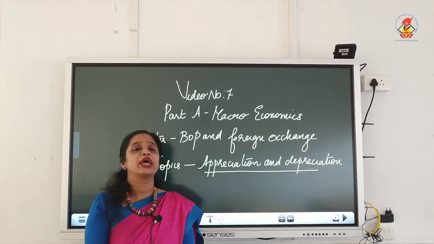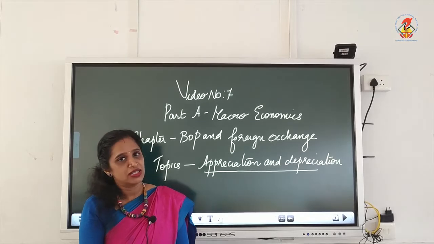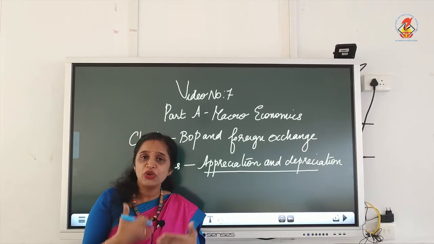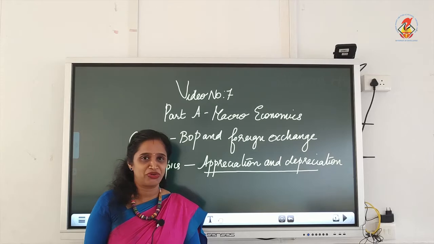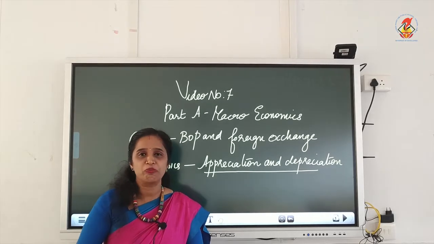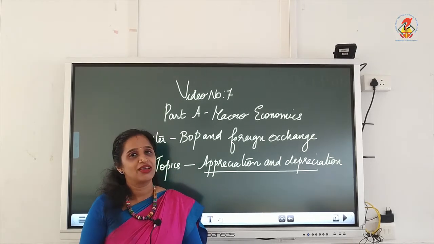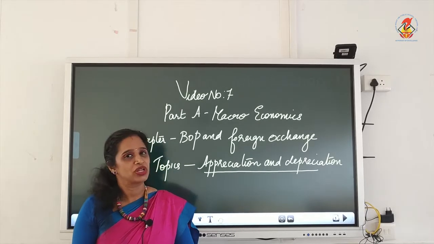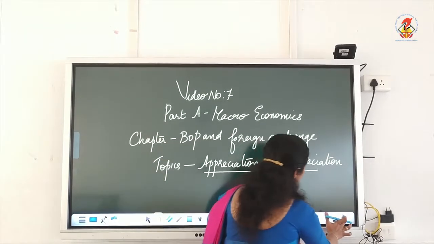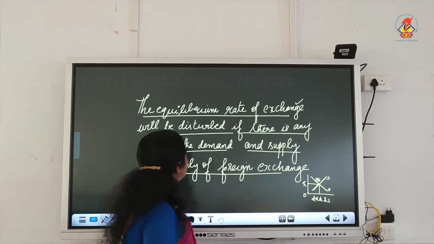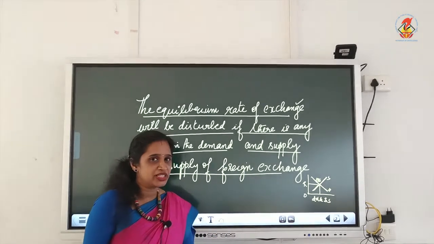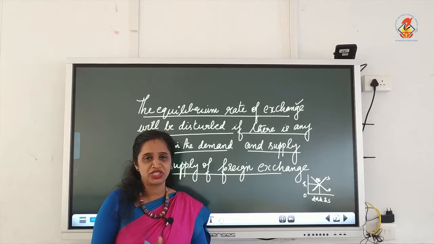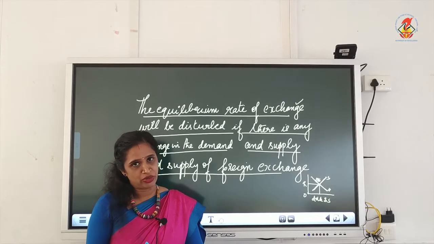To know about the appreciation and depreciation of currency, we should know about the demand and supply of foreign exchange. So recollect all the topics that you have learned in the last few classes regarding demand and supply of foreign exchange. Now the equilibrium rate of exchange, as I told you, is determined at a point where demand for foreign exchange intersects the supply of foreign exchange.